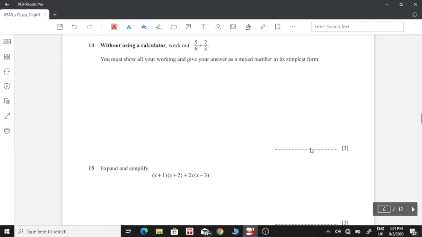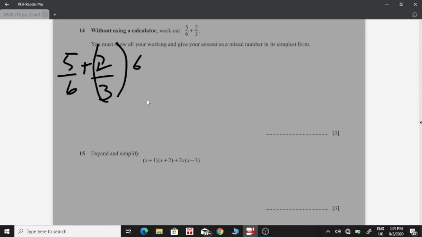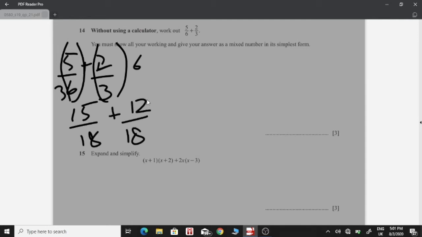Question number 14. Without using a calculator, work out 5 by 6 plus 2 by 3. You must show all your working and give your answer as a mixed number in its simplest form. Okay, so we have 5 by 6 plus 2 by 3. Now I'm going to be multiplying both of them with the denominators of the other fractions. So 3 5s are 15, by 3 6s are 18, plus 2 6s are 12, 3 6s are 18. So this becomes 27 by 18.